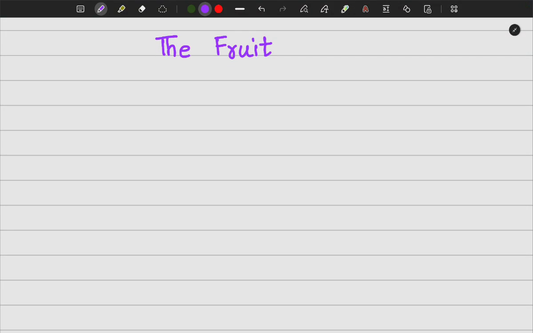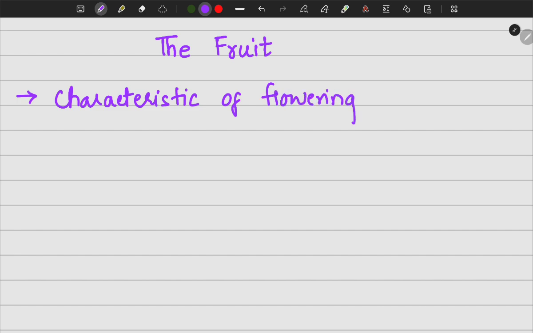In this session we are going to learn about the fruit. So let us start. The fruit is actually the characteristic of flowering plants, or angiosperms. Angiosperm is a term for flowering plants.